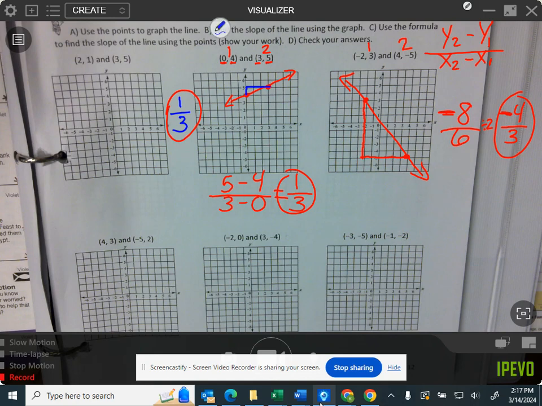Now let's check using our slope formula. y2 is -5 minus y1, which is a 3. Then I have 4 minus -2. I'm going to put the parentheses around that -2 so I know where my minus is and I know what is negative.